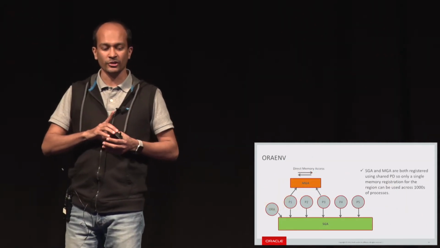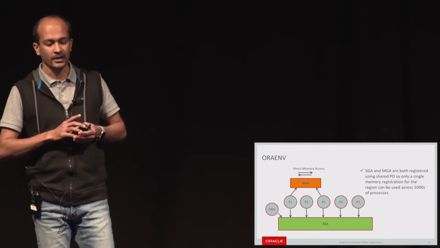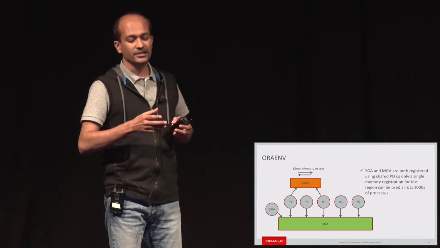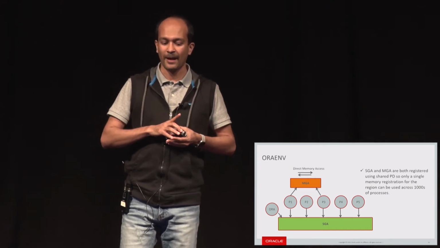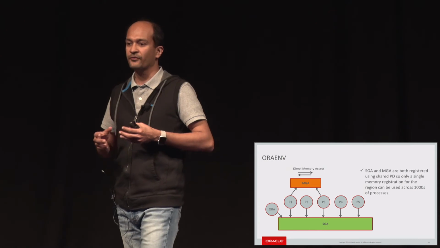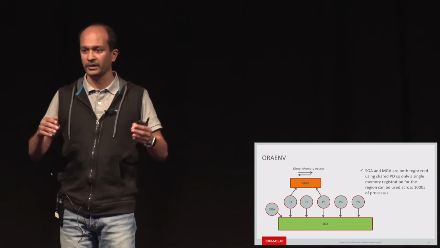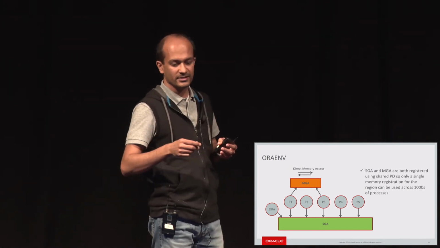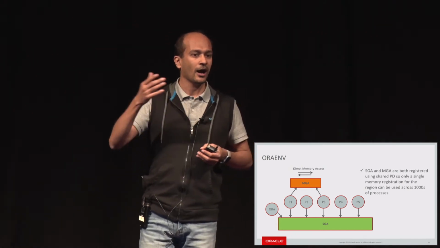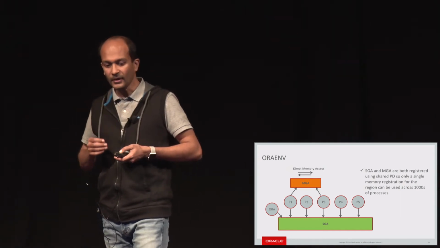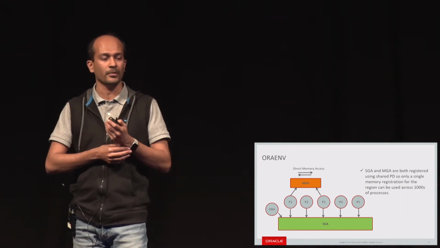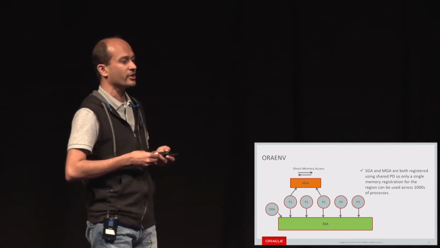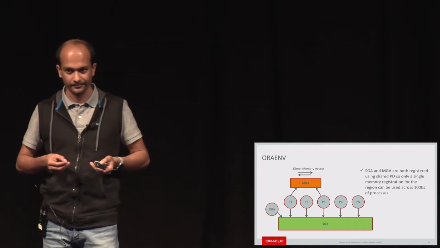So this is another picture of how the same thing can be enabled for SGA and MGA. As you can see over here, all the processes are mapped to the SGA. So if you have a protection domain for it, those keys are used by all the processes, and then P1 and P3 over here are attached to an MGA, a piece of memory, and only they would have access to that memory and the protection domain key for it.